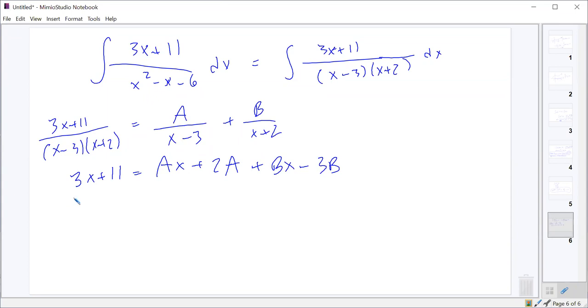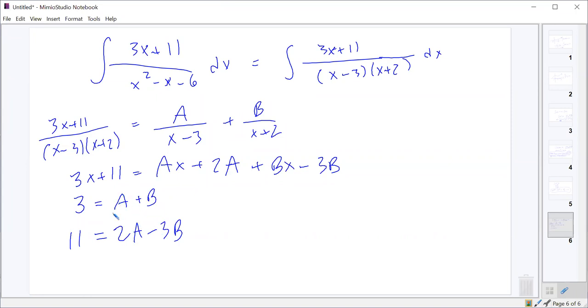We say we have 3 x's on this side. So 3 needs to equal the number of x's over here, A + B. And here we have a constant of 11. 11 needs to equal the constant on the other side, which is 2A - 3B. And then we just solve this system of equations.